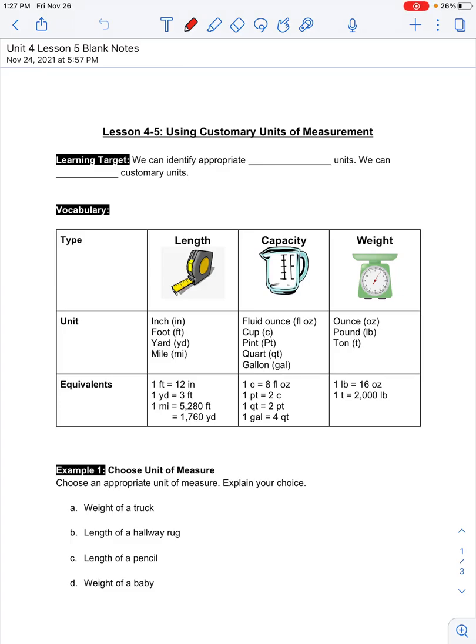All right, seventh graders, we're going to be talking about measurement today. We can identify appropriate measurement units. We can also convert customary units.